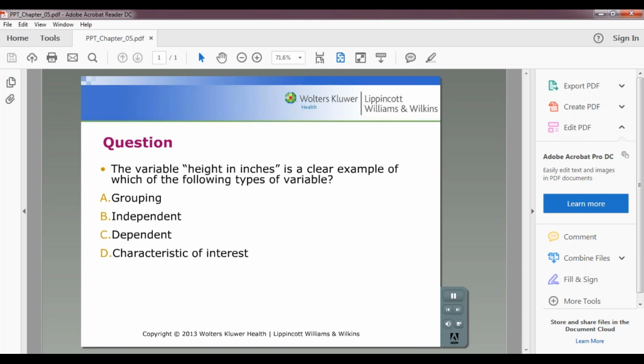Okay, so we have a question. The variable height in inches is a clear example of which of the following types of variable. We have grouping, independent, dependent, characteristic of interest. I really don't like D.